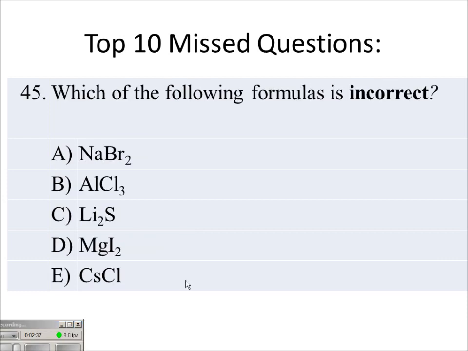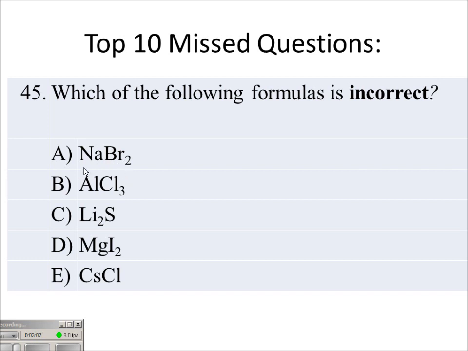Which of the following formulas is incorrect? So when we write compounds, none of these have a charge on them. These aren't ions. These are neutral compounds. So the total number of positive charges in these ionic compounds should equal the total number of negative charges. If you look at the periodic table, sodium is in the first column, and bromine is in the column that's right next to the noble gases. So that means that sodium will have a +1 charge as an ion, and bromine will have a -1 charge.